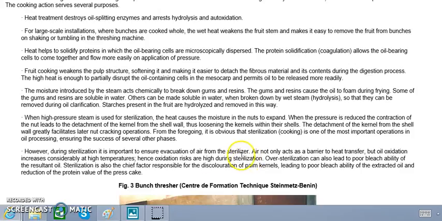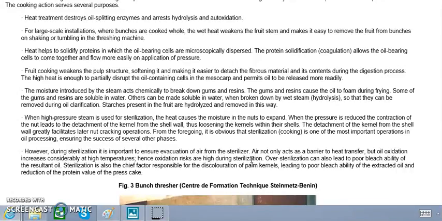And then you also have to ensure that you evacuate air from the sterilizer, because air acts as a barrier to heat transfer, and oil oxidation increases considerably at high temperature. Hence, oxidation risks are high during sterilization. That's why you have to get the air out. So it says over-sterilization can also lead to poor bleachability of the resultant oil.